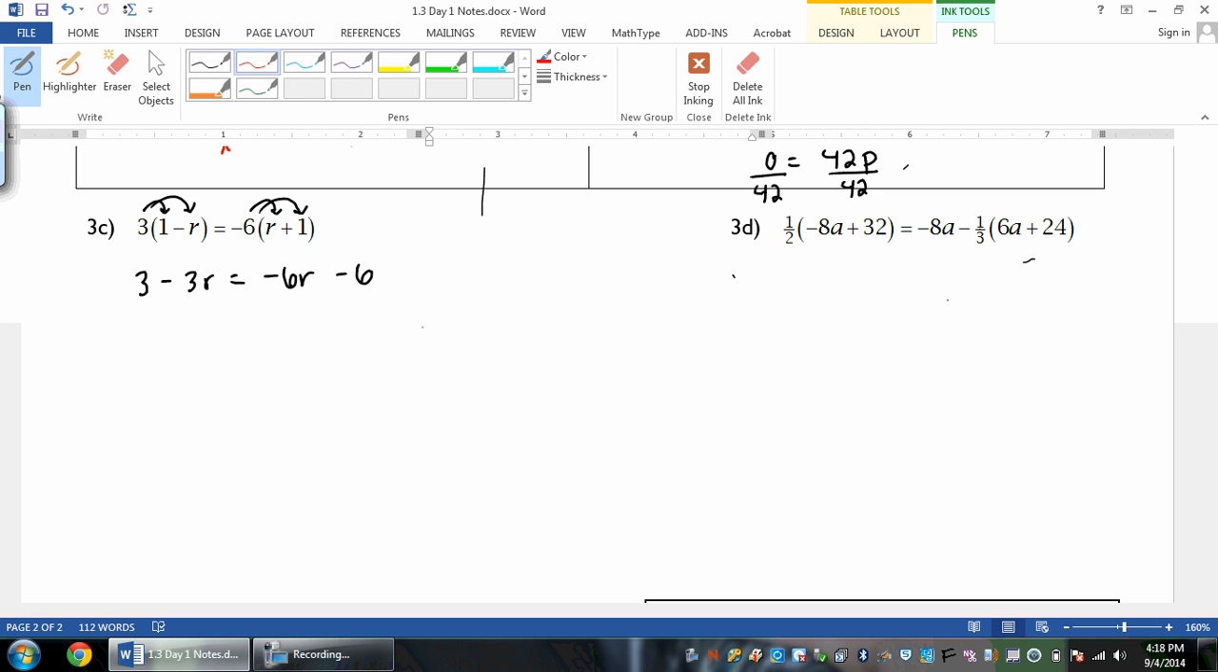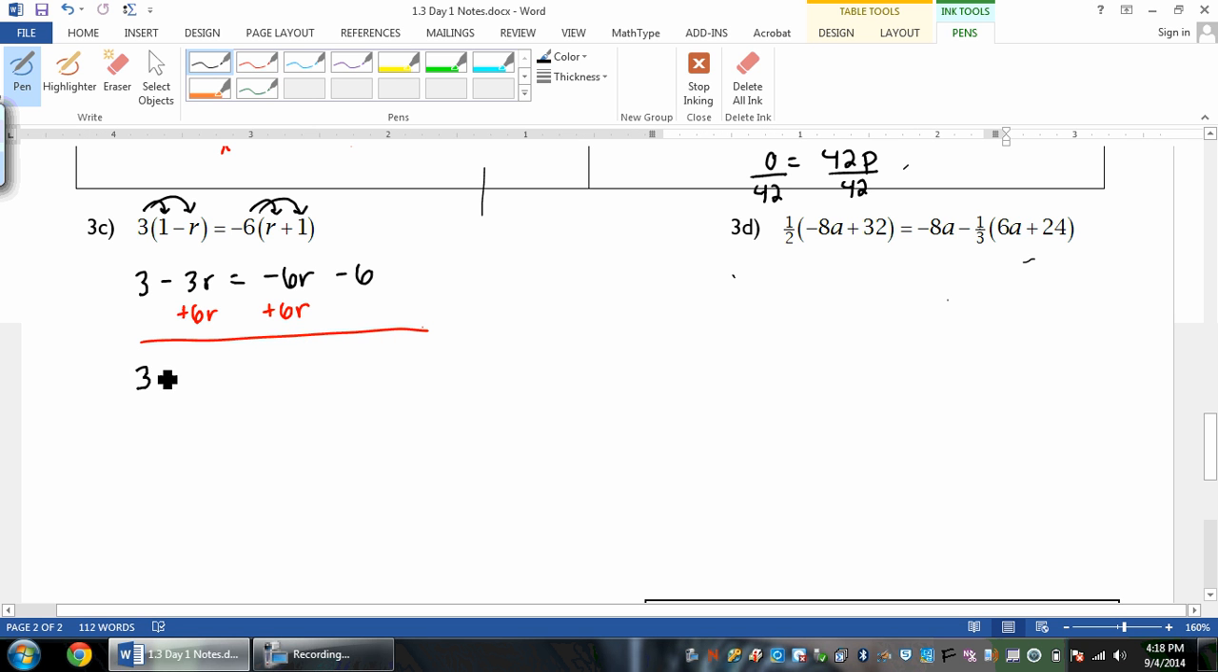Again, I notice I have variables on both sides of my equation. To avoid negatives, I'm always going to try to move the variable with the least amount of variables, okay? So negative 6 is smaller than 3, so I'm going to add 6r to both sides. Again, you can add 3r to both sides and move all my variables to the right. You'll get the exact same answer, okay?